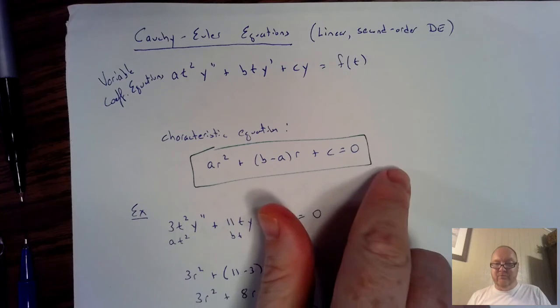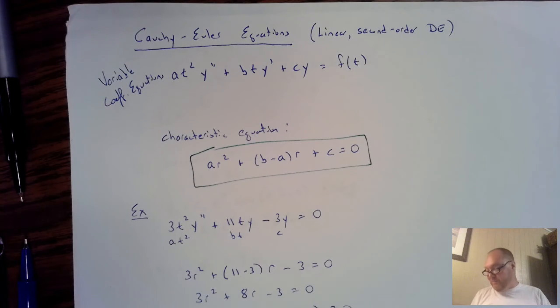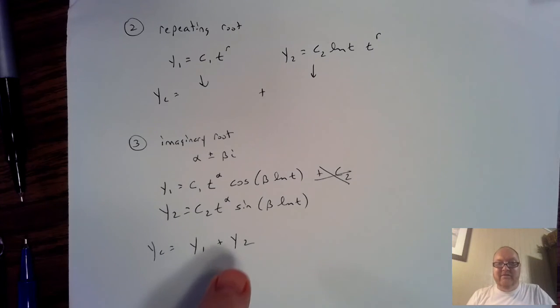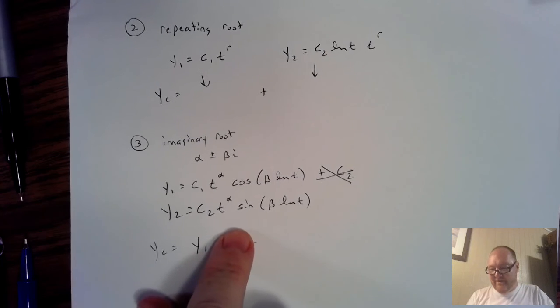So the only trick today is using this new characteristic equation. If it factors, great. If it factors and it's got a repeated root, that's fine too. Those are the easy cases. The only tricky case is the quadratic formula and getting this crazy form, but you have it in front of you.